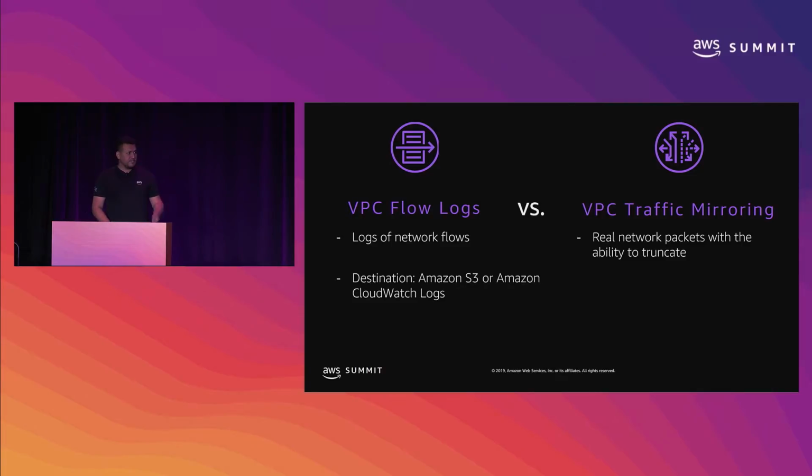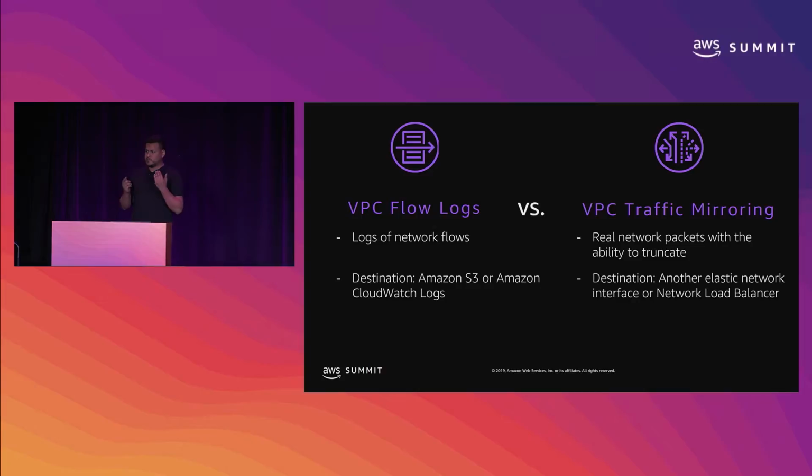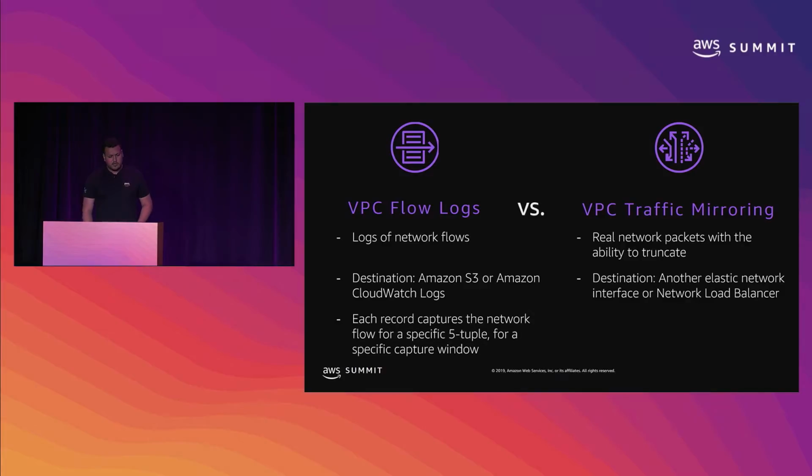With VPC Flow Logs, we can send flow logs directly to S3 or Amazon CloudWatch Logs. With VPC Traffic Mirroring, we send it directly to a mirroring instance or a network load balancer. In VPC Flow Logs, like I said earlier, you can get a 5-tuple of the actual network flow for that specific capture window. And with Traffic Mirroring, you get the real network packet.